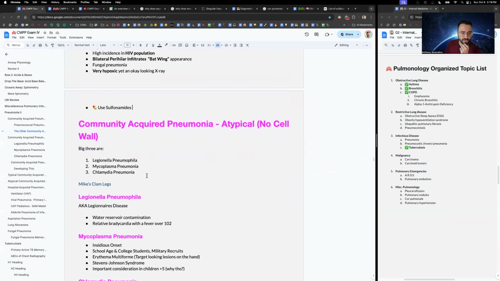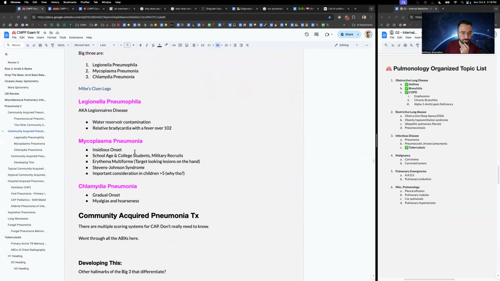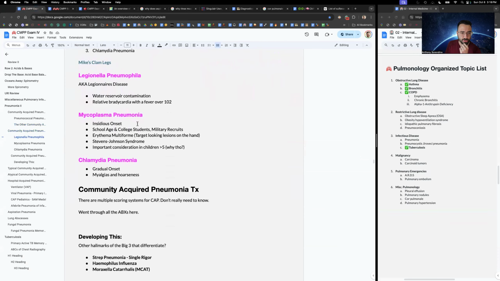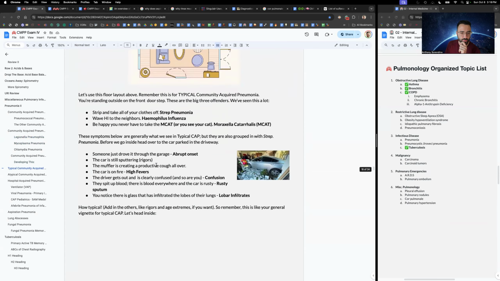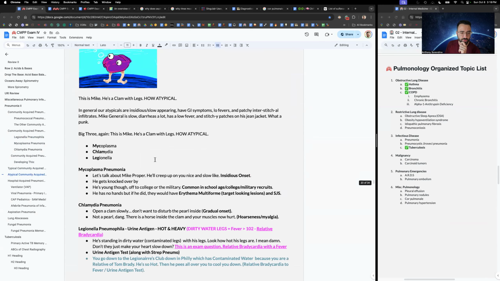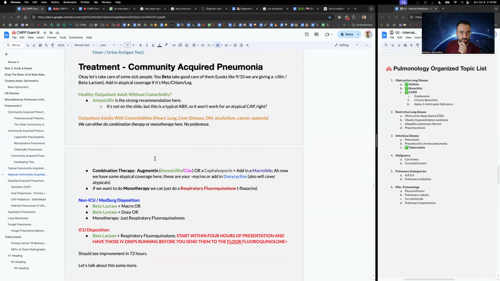Community acquired pneumonia, atypical, likes clam legs. Legionella, the big thing here is relative bradycardia. That's always something that comes up. Mycoplasma, you're going to see more in school, college students, military recruits. You could see erythema multiforme. Let's get to treatment for this.